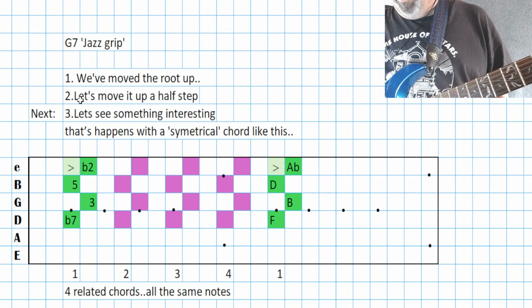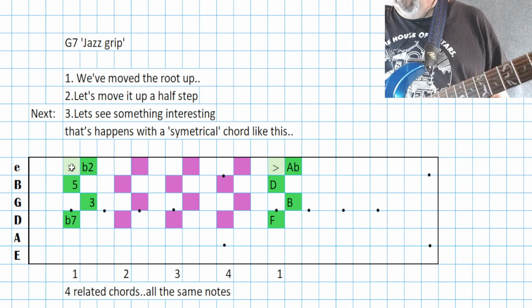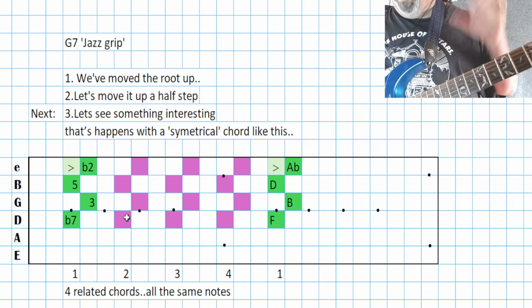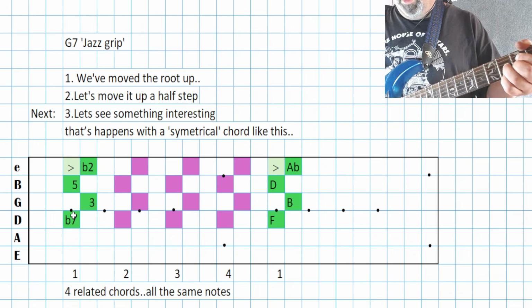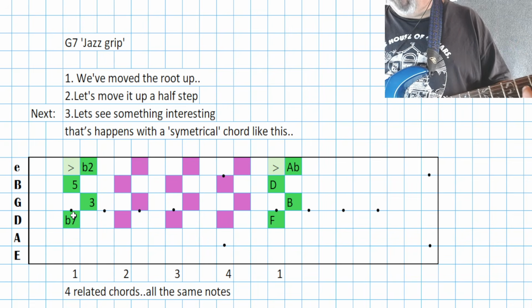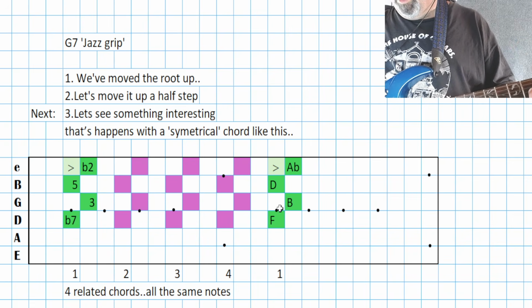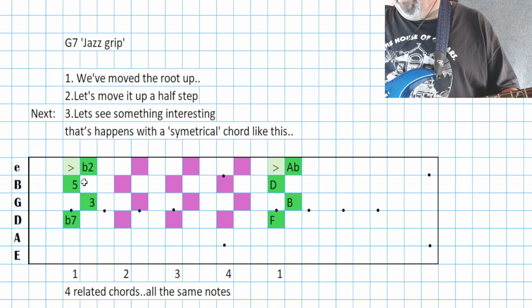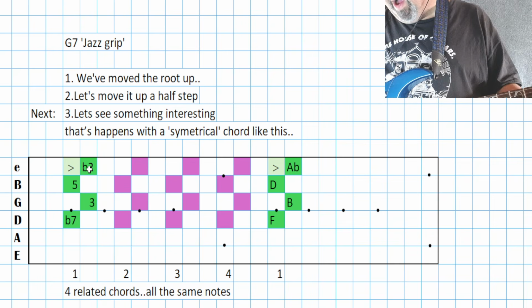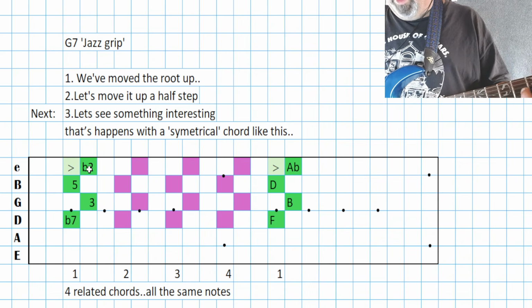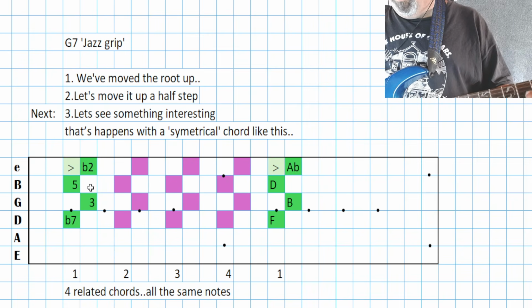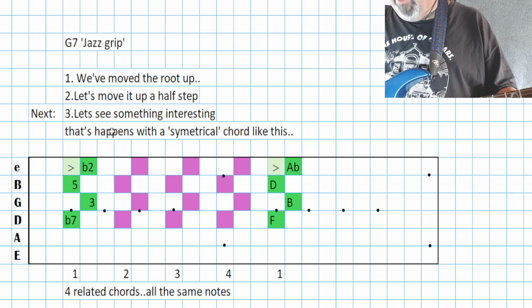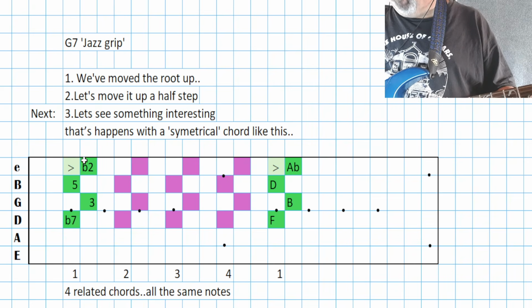So what we're doing now is let's move it up a half step. So we're taking this note and we're moving it up on this shape here. Now because we've done that, we've got F, B, D, A sharp, or the flat 7, the 3rd, the 5th, and the flat 2 or flatted 9, which is a great way to think about it. But anyways, I'll get to that next thing. But the first thing is we'll see what happens with a symmetrical chord like this.